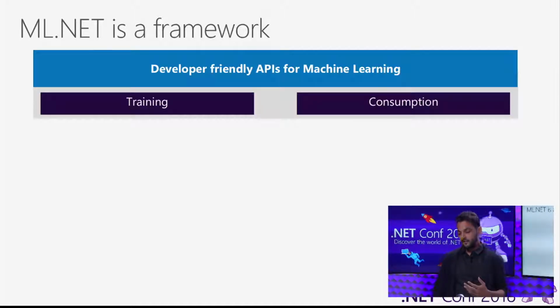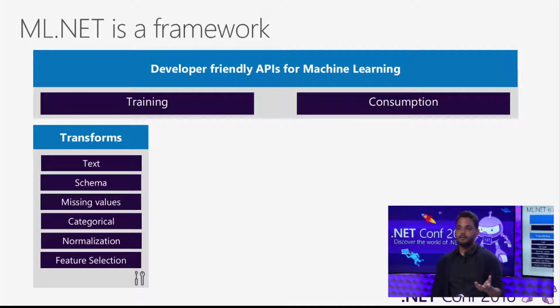Now, as this is a framework, it has various components. The first component is the APIs. We've taken a look at the APIs that CNTK and a couple of other offerings had, and what we've come back with is one set of developer-friendly APIs for model consumption and model training. Something else that the base ML.NET NuGet package comes with is a list of transforms.